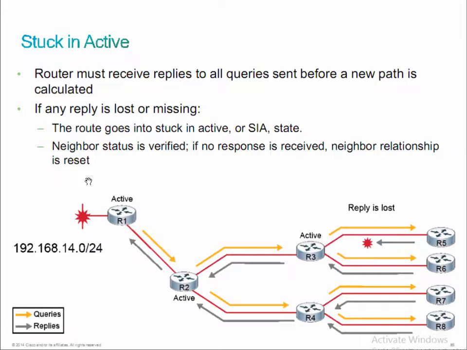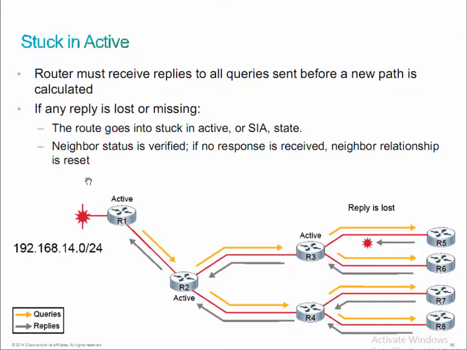Does that make sense? So once a router goes active and it starts incrementing or sequencing these queries, it can only come out of that active state and go back into a passive state when it receives a reply for all of the queries that it generates. All right?